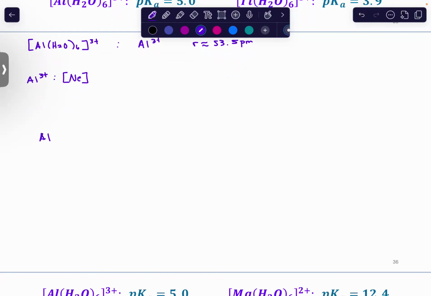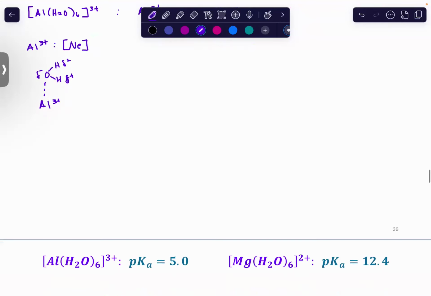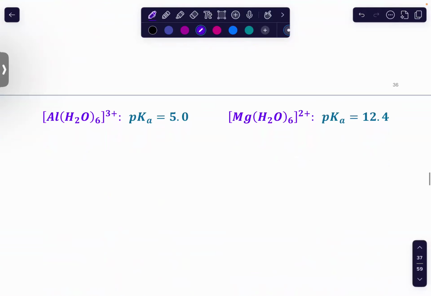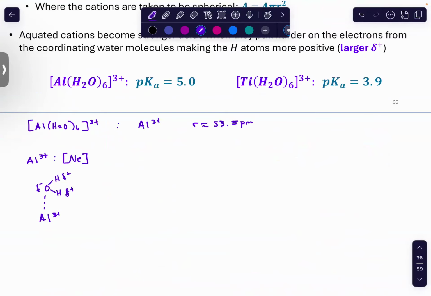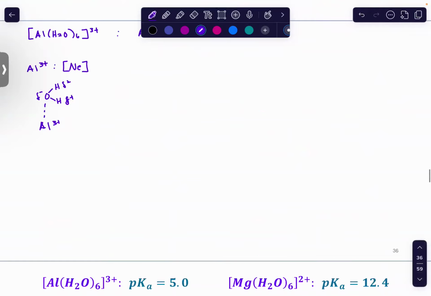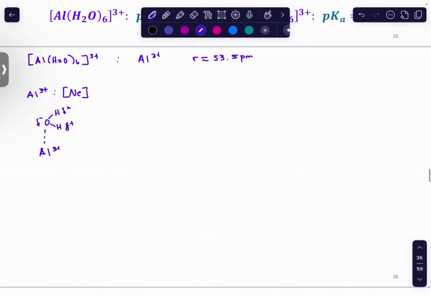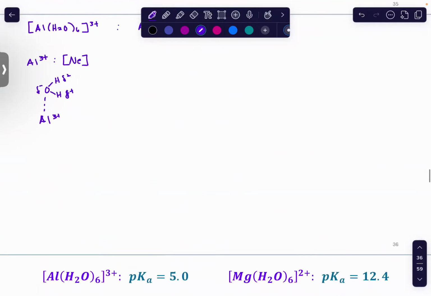Okay, so the aluminum and the water, they're going to have this electrostatic interaction. Oops. What was I supposed to write up here? Why did I give myself that space? Apparently, I don't know why I gave myself that space. Oh, no, wait. Because down here, I wanted you to compare magnesium.